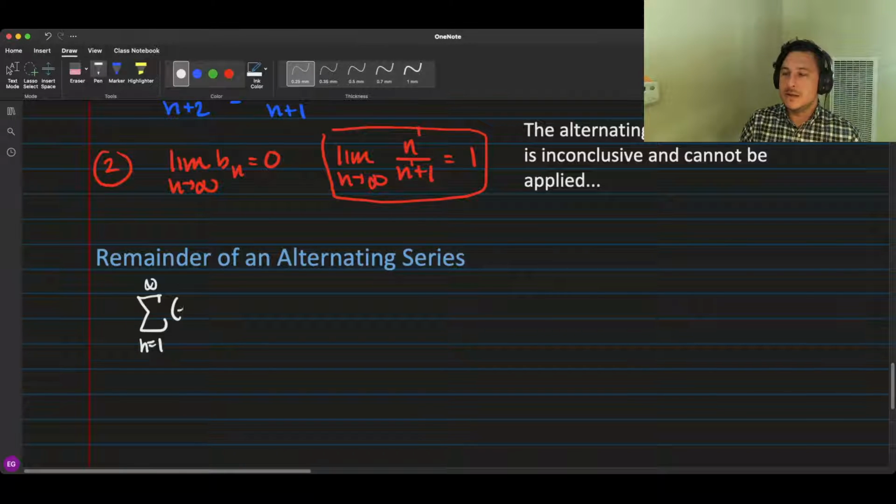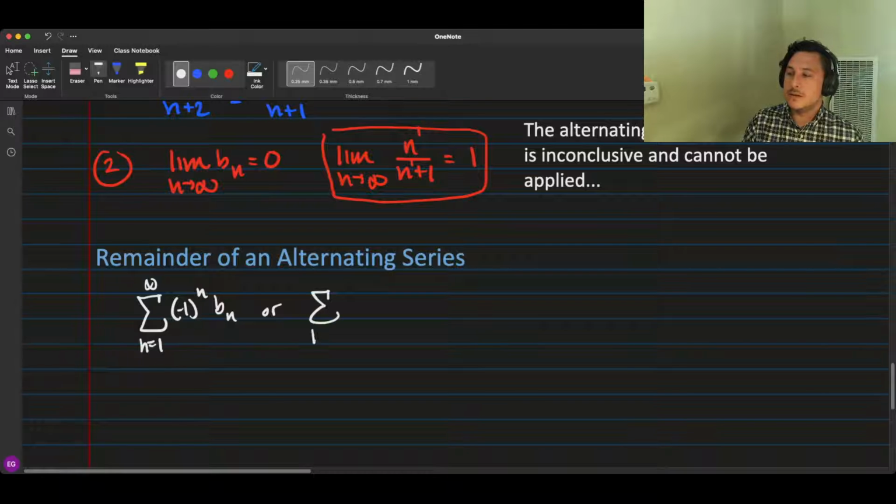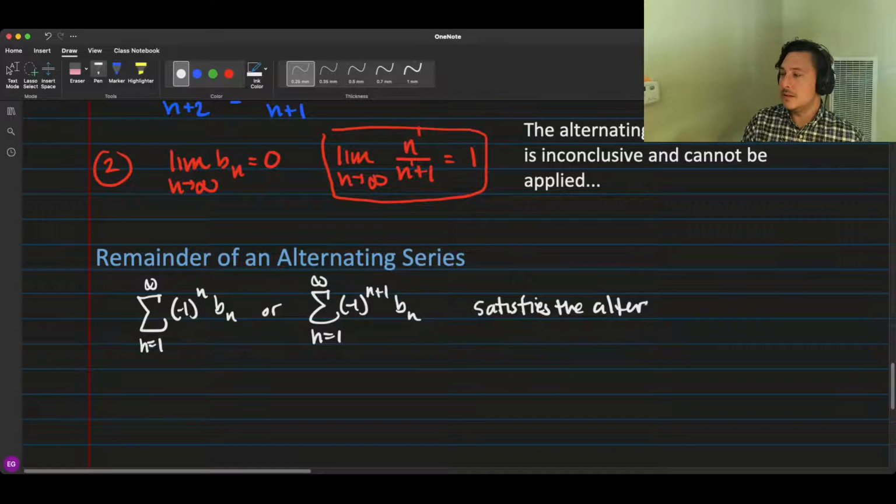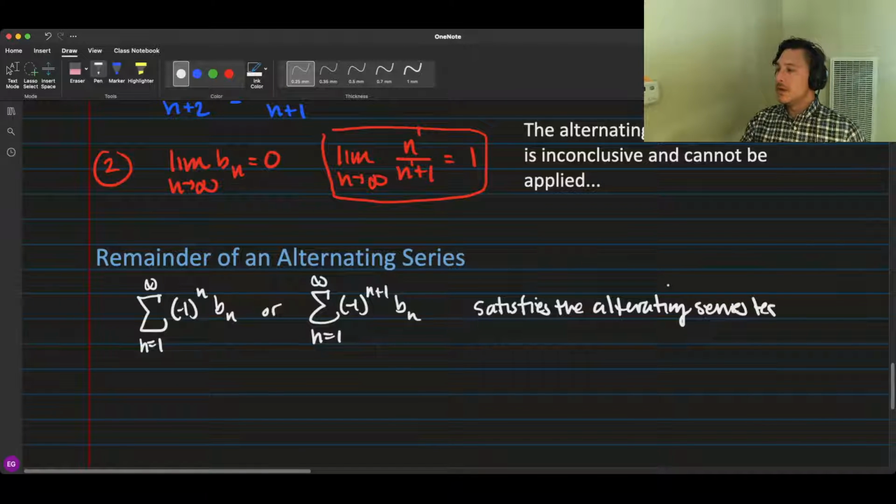Okay, so we have our alternating series, which is either going to be, as I was saying earlier, (-1)^n, which will start off negative, with your Bn, or a series from 1 to infinity of (-1)^(n+1), which will start off being positive, and then the Bn. Okay, and let's say that this satisfies the alternating series test. So in other words, we know that it converges.